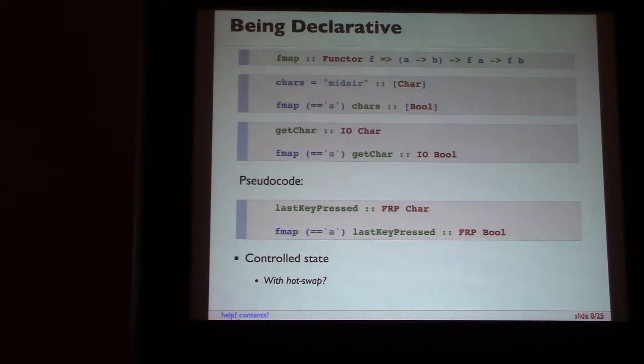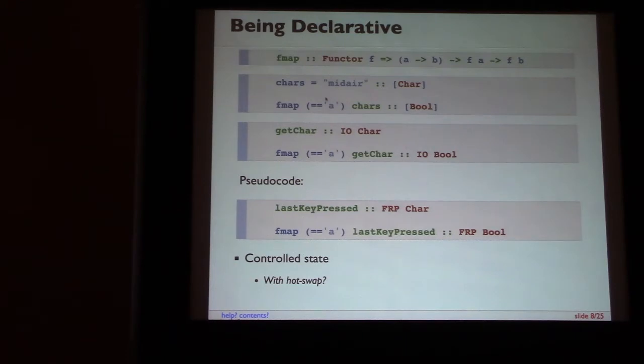So what is being declarative? What am I talking about? fmap is a really central example. This is Haskell code. fmap takes a functor, which is a sort of computational context, where we take a function and a value in that context, and we return another value, the application of that function in the same context. If we apply equals A to a list of characters, we get a list of Booleans. If we apply equals A to the context of IO Char, so if we get a character from the user, we get an IO Bool.